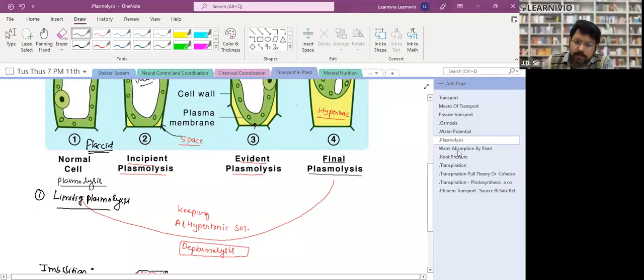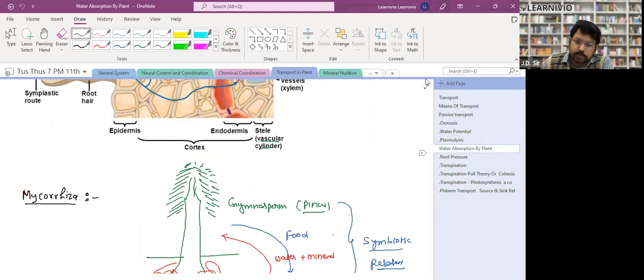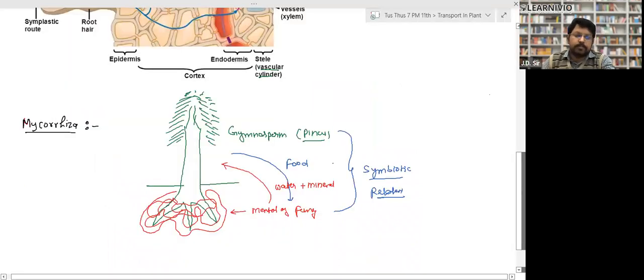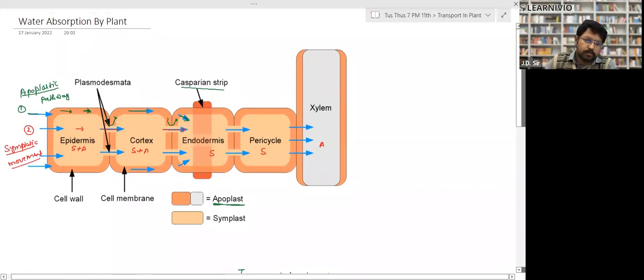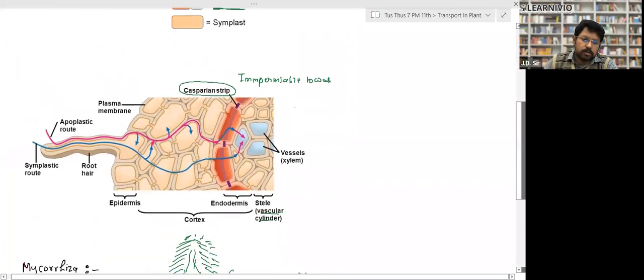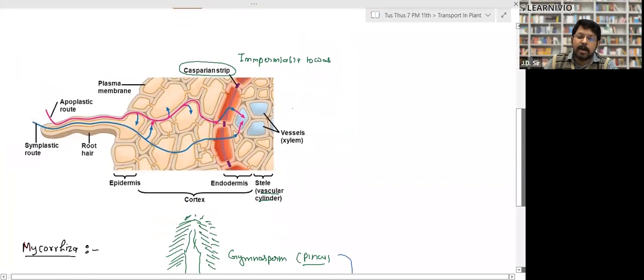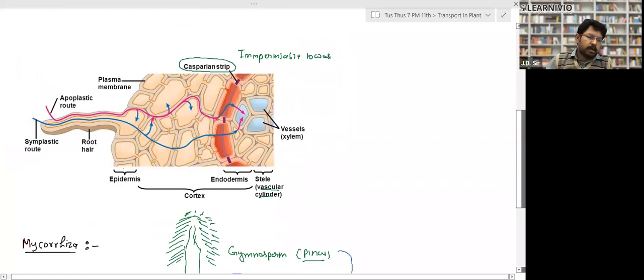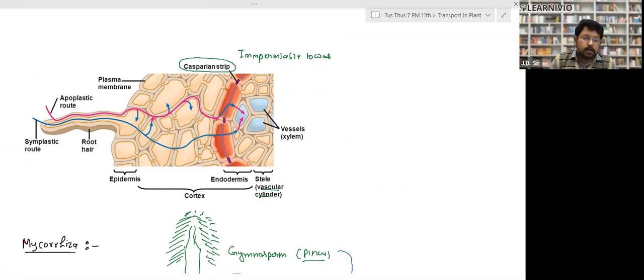Now the next concept is water absorption by plant. Water is absorbed by the plant with the help of root. Root absorbs the water from outside, right? How does the root absorb the water? Root absorbs the water with the help of root hair, right? So these root hair, they absorb the water.